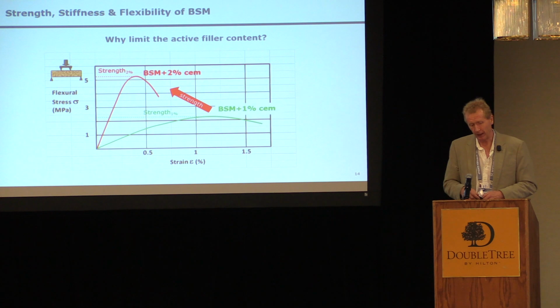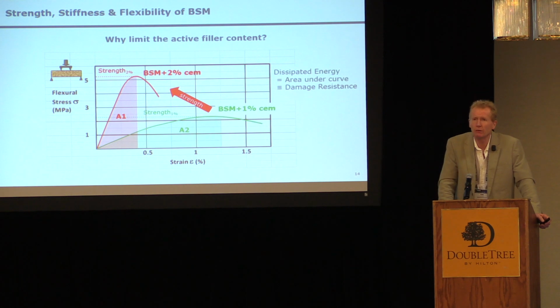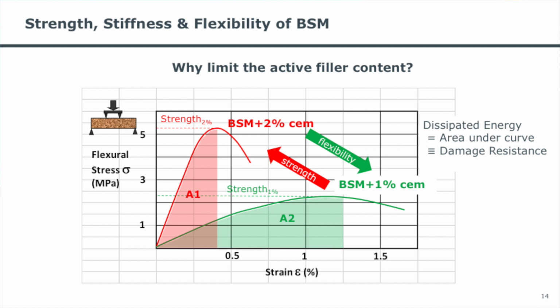No. If one takes account of, let's say, a simple check like the area under the curve, giving us an idea of the dissipated energy in those 2 different mixes, more often than not, you'll find that the mix with 1% cement actually has more flexibility, and as a result, can accumulate more dissipated energy.